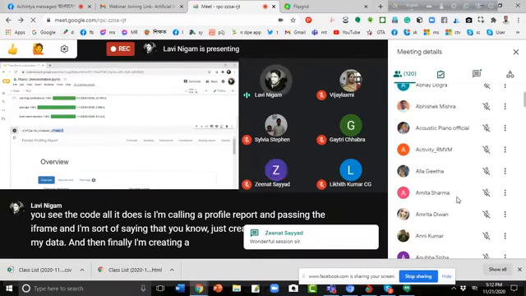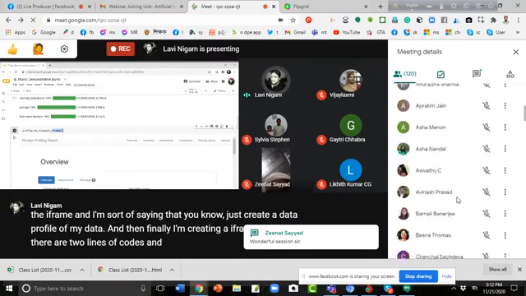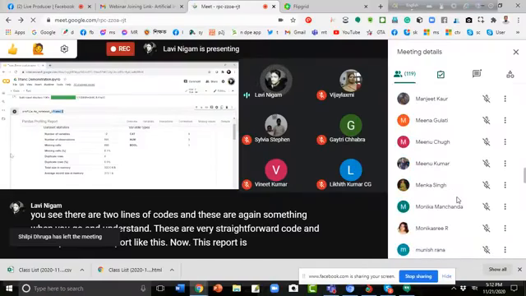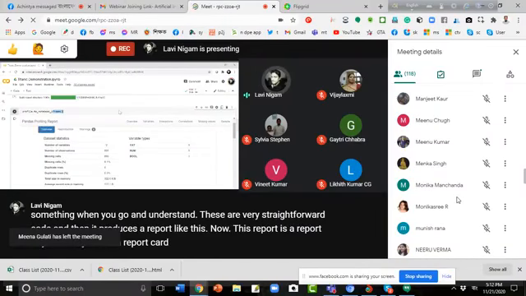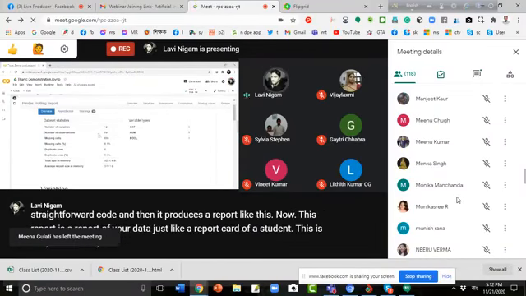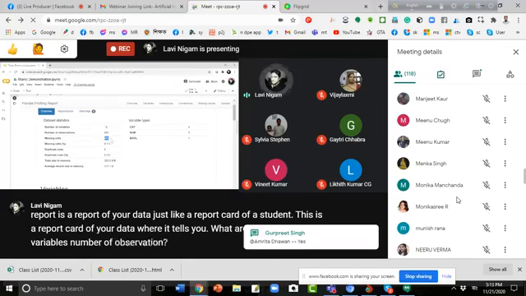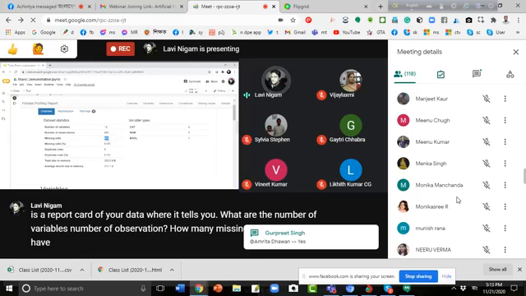So you see there are two lines of code, and when you go and understand them, they are very straightforward. And then it produces a report like this. This report is like a report card of a student. This is a report card of your data, where it tells you the number of variables, the number of observations, how many missing values you have, missing cells in a sense, and what percentage of values are missing.